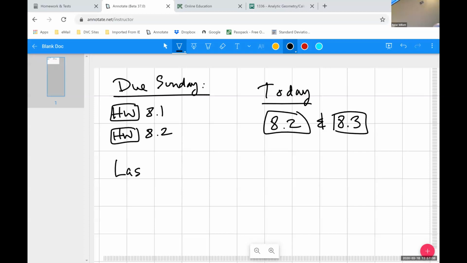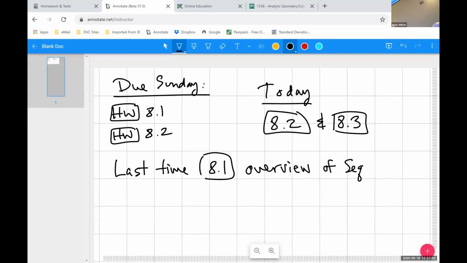So last time, 8.1 was an overview of sequences and series. And so in 8.2, we're going to focus in on sequences with some more detail and some more challenging aspects. And then in 8.3, we're going to look at infinite series. And then the real fun of the chapter will honestly begin in 8.4 in terms of new work that we need to do for calculus.